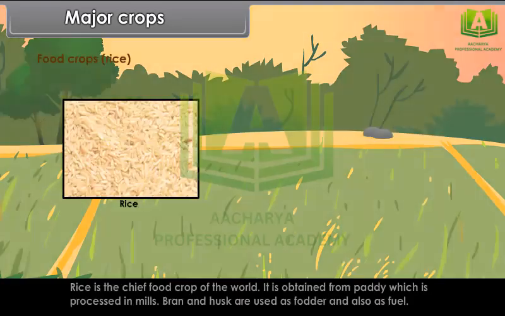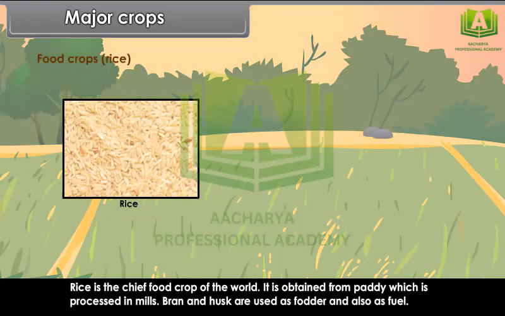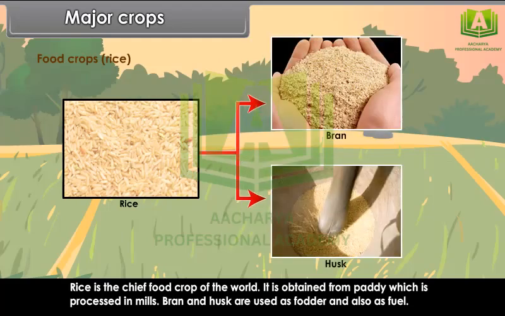Rice. Rice is the chief food crop of the world. It is obtained from paddy which is processed in mills. Bran and husk are used as fodder and also as fuel.